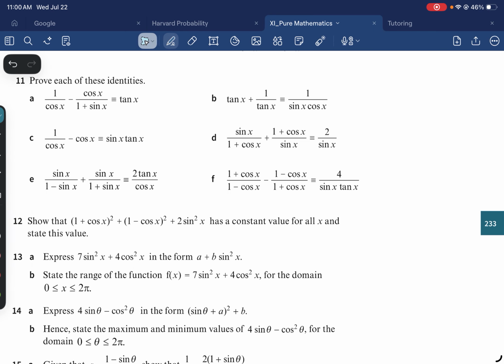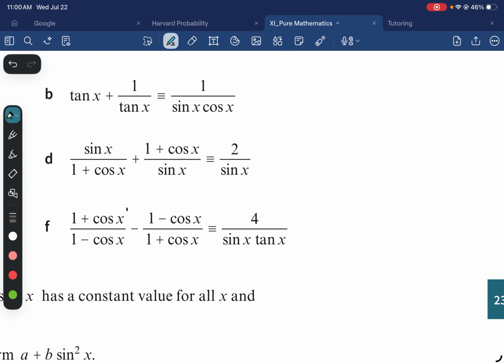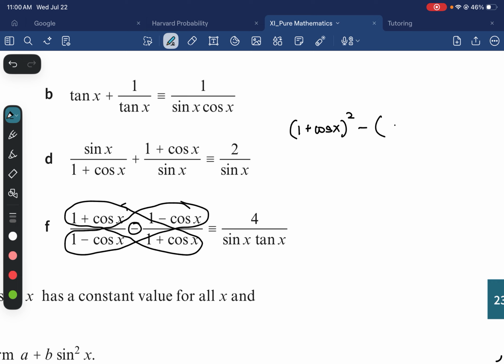And finally, it's basically write this as one fraction. So you multiply these two together, you get 1 plus cos x squared. You keep your middle sign, minus. You multiply these two together, you get 1 minus cos x squared. And then you multiply your denominators together. 1 minus cos x times 1 plus cos x is 1 minus cos squared x. (a plus b)(a minus b), you get this.